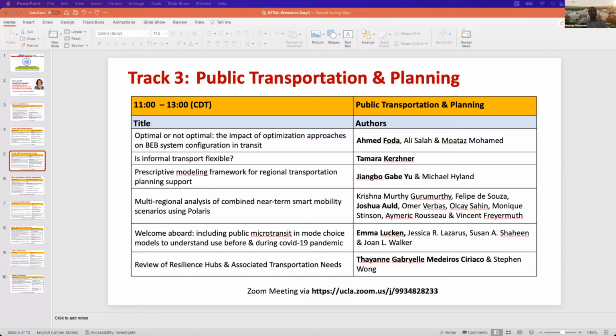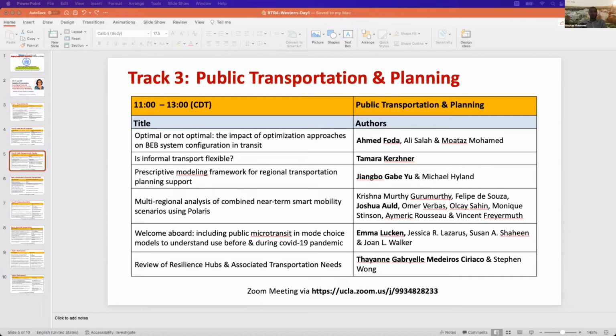So we will try to limit the presentation time to 15 minutes, followed by 5 minutes of Q&A. We already started 2 minutes behind, so we will try to make it 4 minutes for the Q&A session for each presenter. So our first presentation is led by Ahmed Foda and co-authored by Ali and Moataz Mohamed.